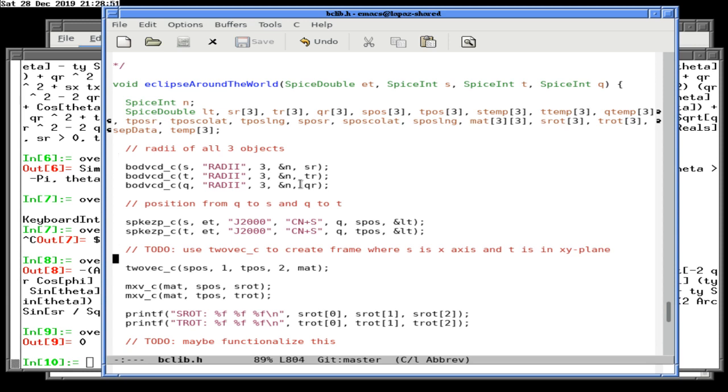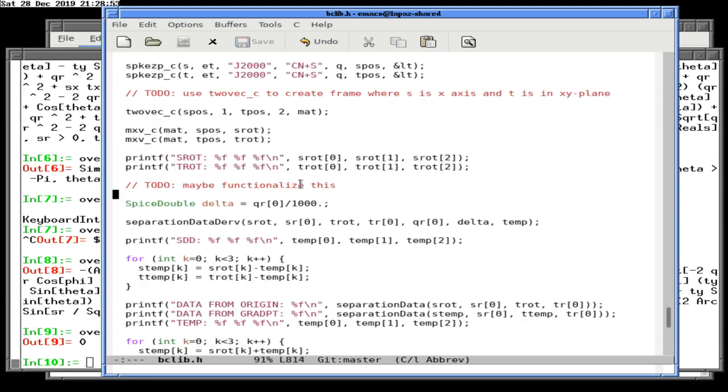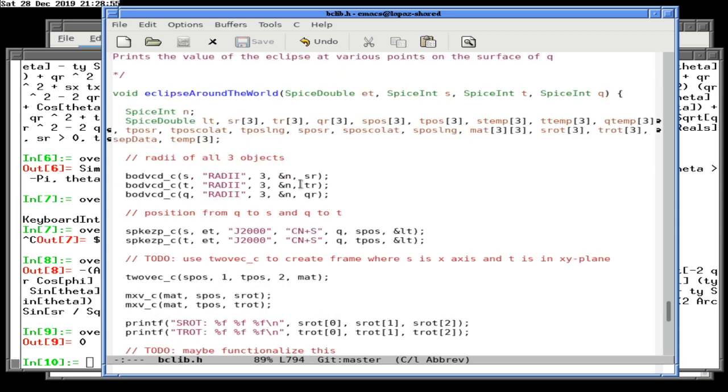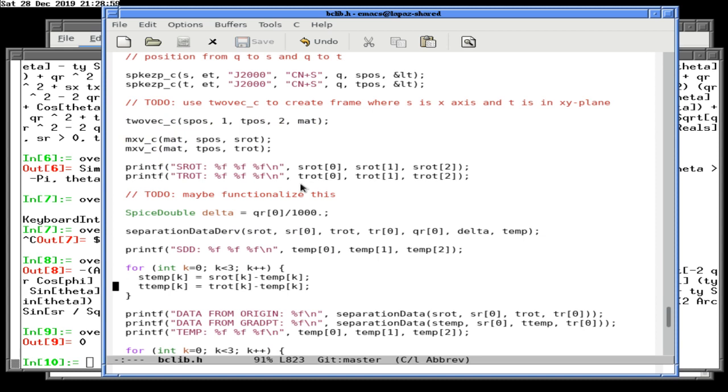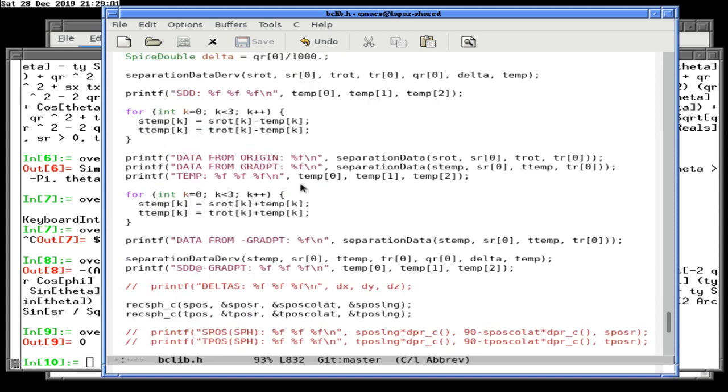Okay, so we're going to use the two vector because we did all this. I'm trying to see if we can shrink down any of this. One thing we can do, of course, is get rid of some of the printfs, but we probably want to keep them around very briefly.